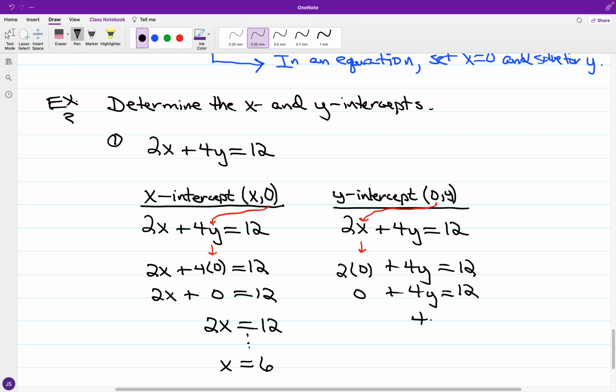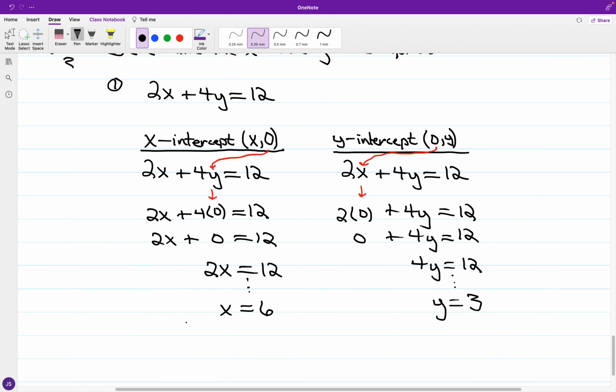So here we have 4 times y is equal to 12, and with division by 4, we'll have that y is equal to 3. And for the case of the x-intercept, you can see we have x is equal to 6, which is like Alex's terminology, but in ordered pair expressions. So that is going to be (6, 0).